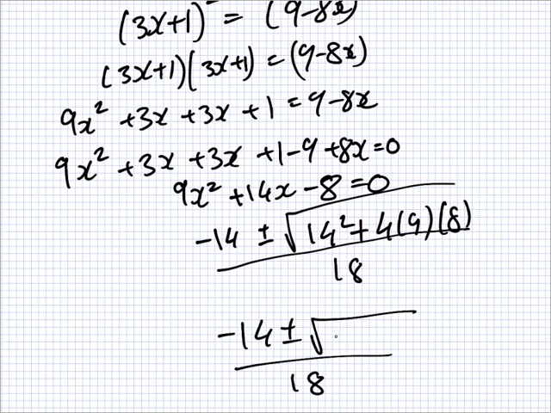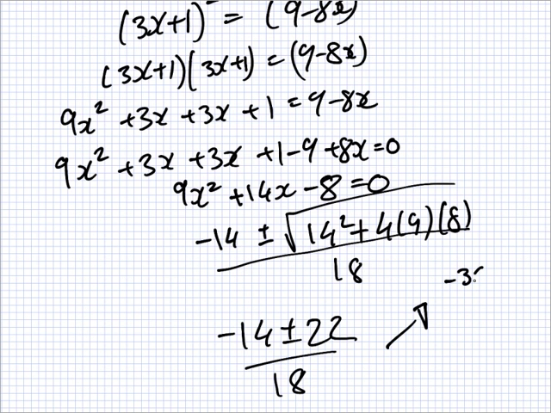That'll be 22. Oh, did you take the square root? Yeah. Oh, alright, so after the square root it is 22. Great. So that's 22 over 18, is what you're saying. Yep. So that gives you two answers: minus 36 over 18, which is minus 2, or 8 over 18, which is 4 over 9.